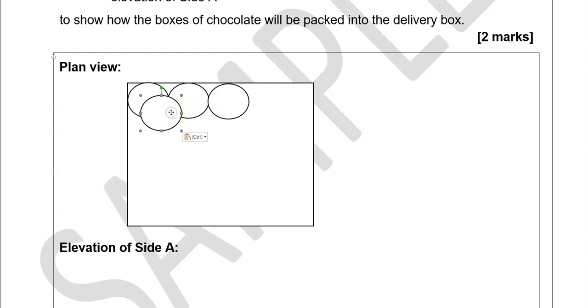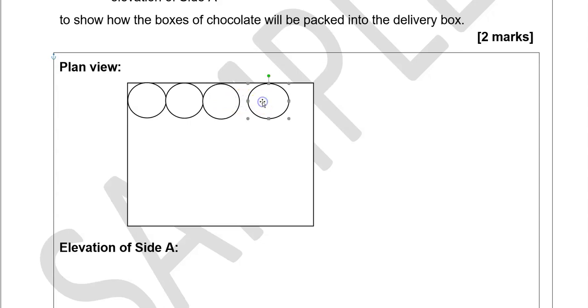This is not going to be perfect, and it's perfectly fine if not. So I should have made them slightly smaller, just to give the idea and to show that 5 of them fit across.